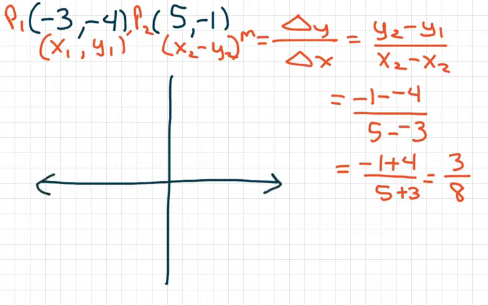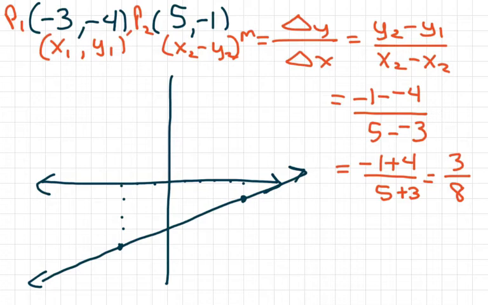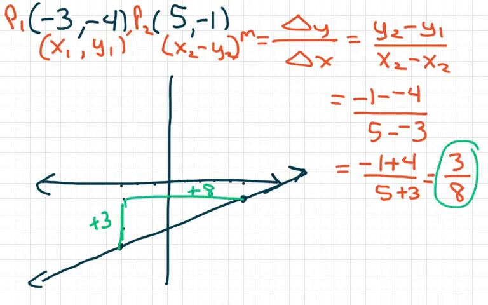All right, so I'm going to plot these points, negative 3, negative 4, and 5, negative 1. Try to connect these as good as I can. So that means we went up 3, that's positive 3, and to the right 8, positive 8. And there's where you get your slope.